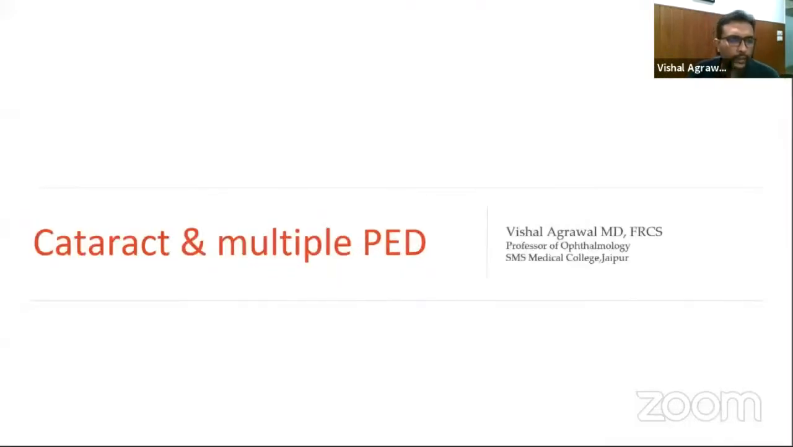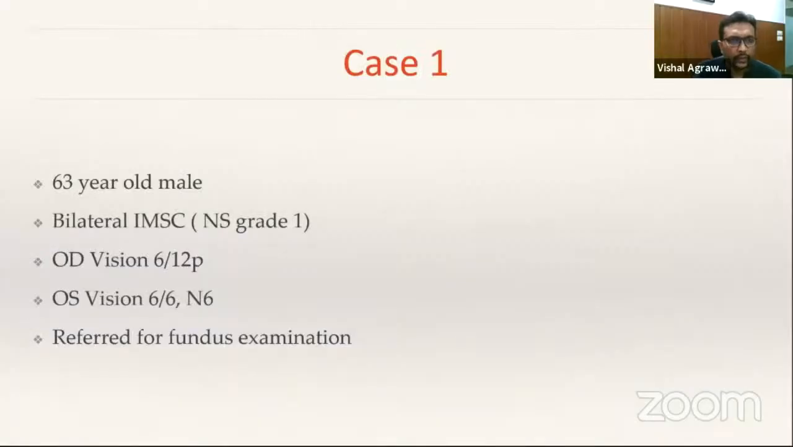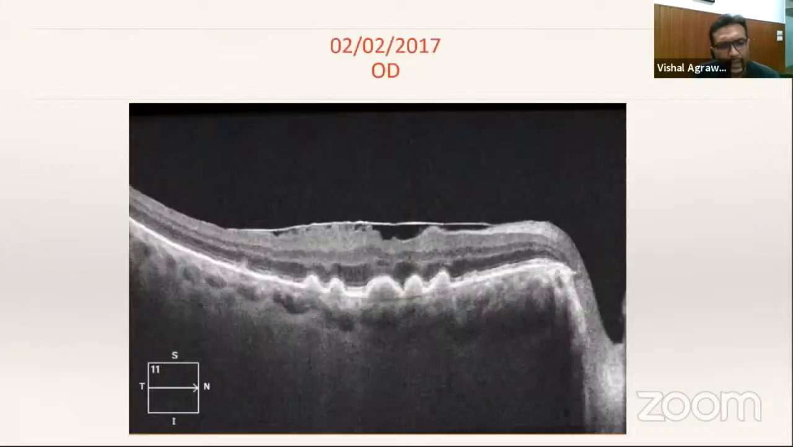So I'll be discussing the topic given to me, that is cataract and multiple PED. I'll be sharing my experience of two interesting cases in brief. Case one was a 63-year-old gentleman, and he had bilateral cataract, nuclear sclerosis grade 1. The vision was fairly good. It was 6/12 in the right eye and 6/6 best corrected in the left eye, and the near vision was N6 best corrected. He was referred to us for a fundus examination because there were multiple drusen in both the eyes. The right eye had multiple drusenoid PEDs and an old epiretinal membrane, and he knew that from a previous consultation also. And this was way back in 2017.